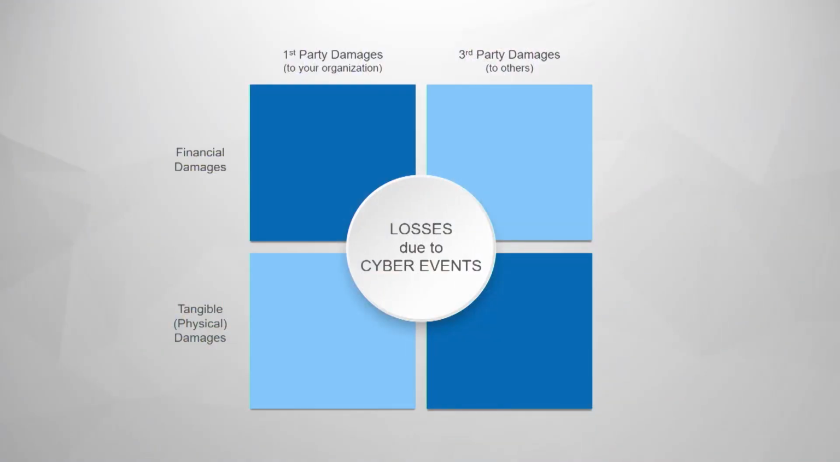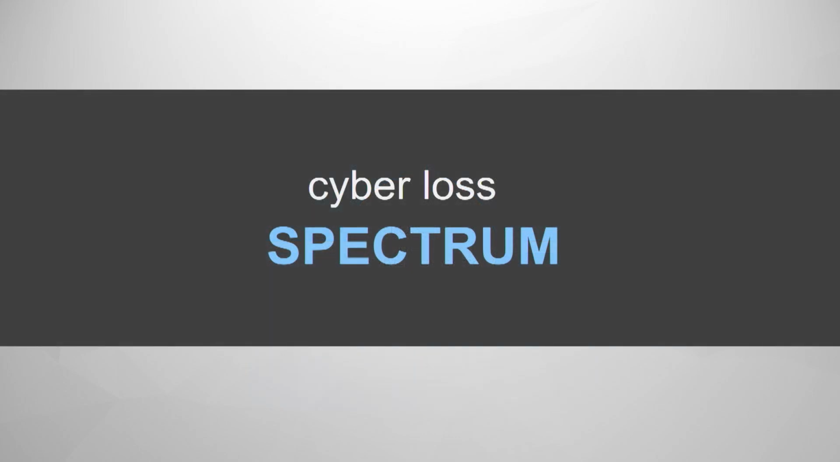There's first party, your organization, and third party, somebody else. Whether that's a customer, or somebody else in your supply chain, or a neighbor in the vicinity of your facility. We have financial damages and physical damages. Financial damages is anything that's coming out of your wallet, and physical damages are what we care about mostly in this ICS OT space. So, what does the cyber loss spectrum look like when we talk about those gigantic buckets?